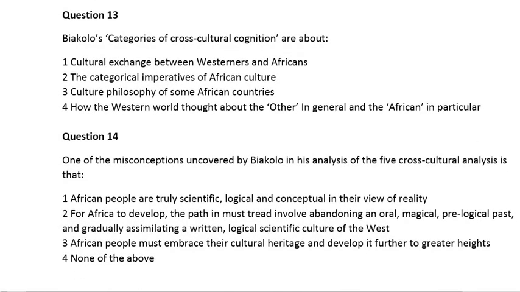Question 13. Biakolo's categories of cross-cultural cognition are about: number 1, cultural exchange between Westerners and Africans. Number 2, the categorical imperatives of African culture. Number 3, culture philosophy of some African countries. Number 4, how the Western world thought about the other in general and the African in particular. So guys, the correct answer is number 4, how the Western world thought about the other in general and the African in particular.